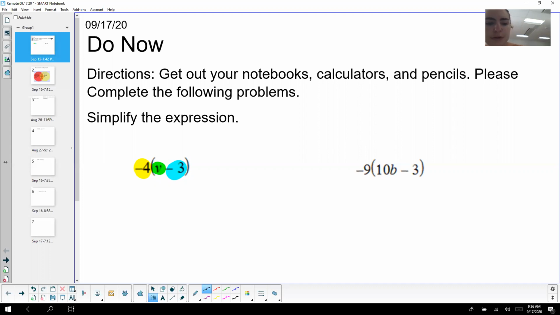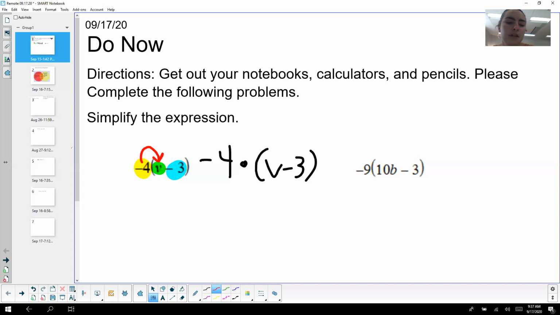So I'm going to rewrite this over here so you can see what I'm saying. So -4 times v minus 3. That's pretty much what it's saying. So we need to use the distributive property, or distribute that -4 to those two terms within the parentheses. I'm going to draw an arrow to show you what I'm talking about. So I'm going to distribute the -4 to v. So -4 times v is just -4v. And then I'm going to distribute the -4 to the -3.